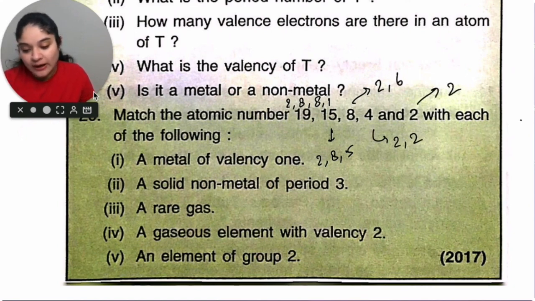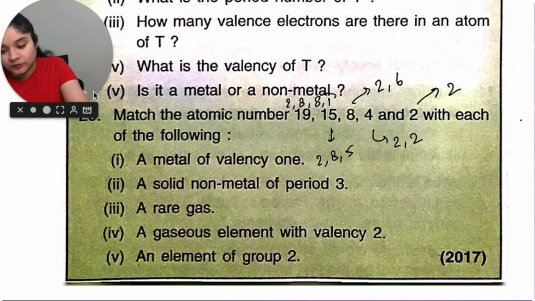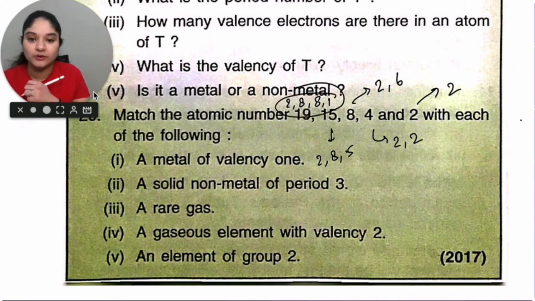So let's look at that. A metal of valency 1. So this 2, 8, 8, 1 will be your valency of 1. So your answer is 19.